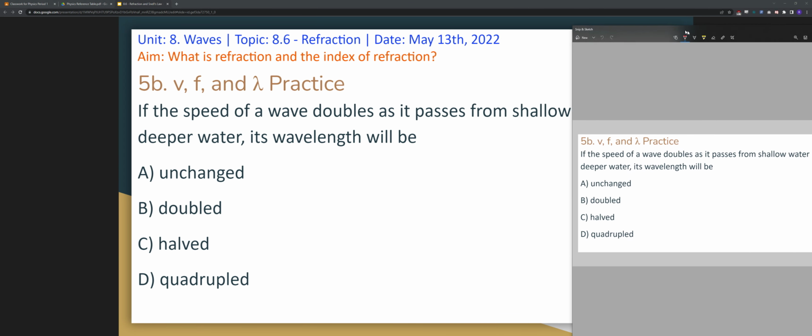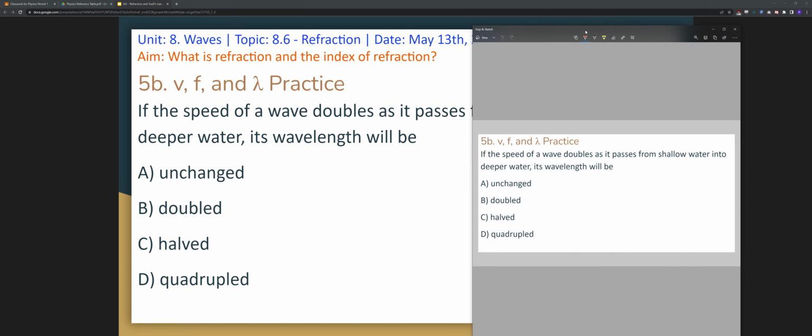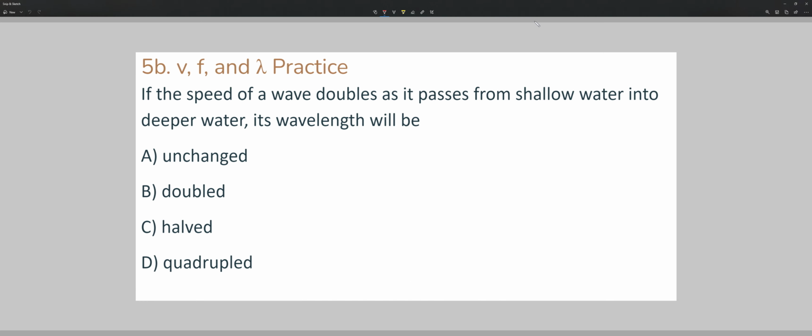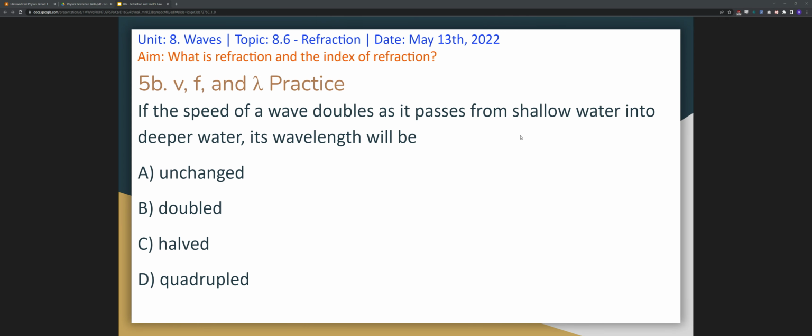If the speed of a wave doubles as it passes from shallow water to deeper water, its wavelength will be what? Again, v and lambda are directly proportional. So if one goes up, the other must go up as well. If your speed doubles and your frequency stays the same, then your wavelength must also double. v and lambda are directly proportional.